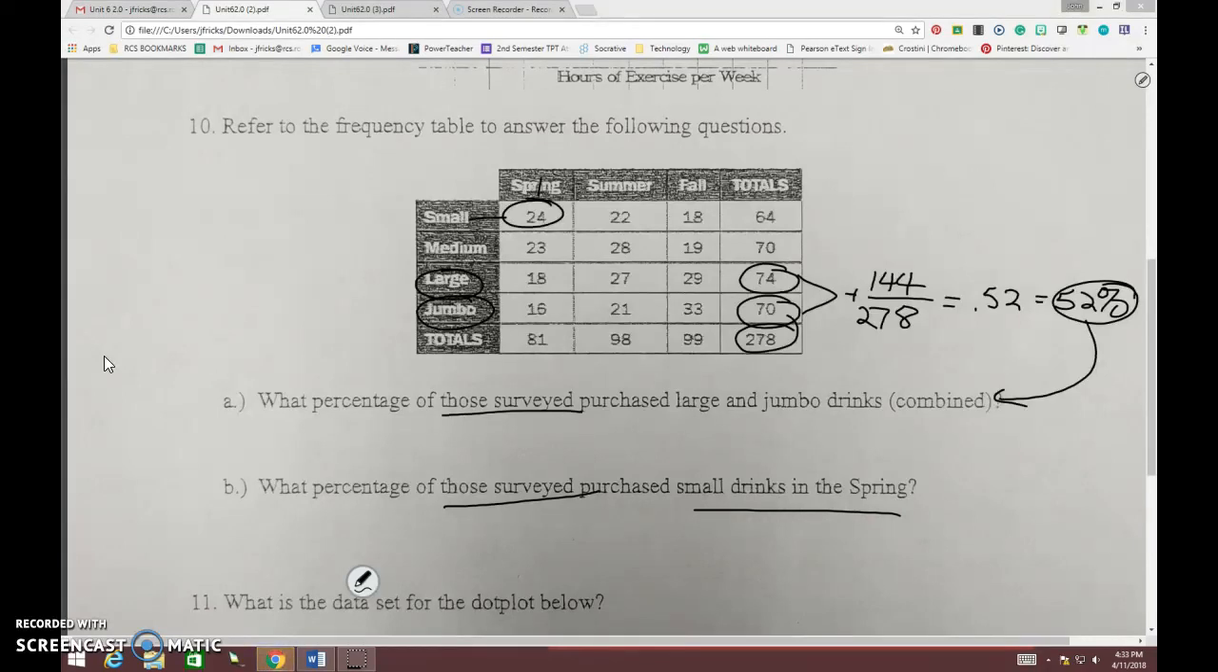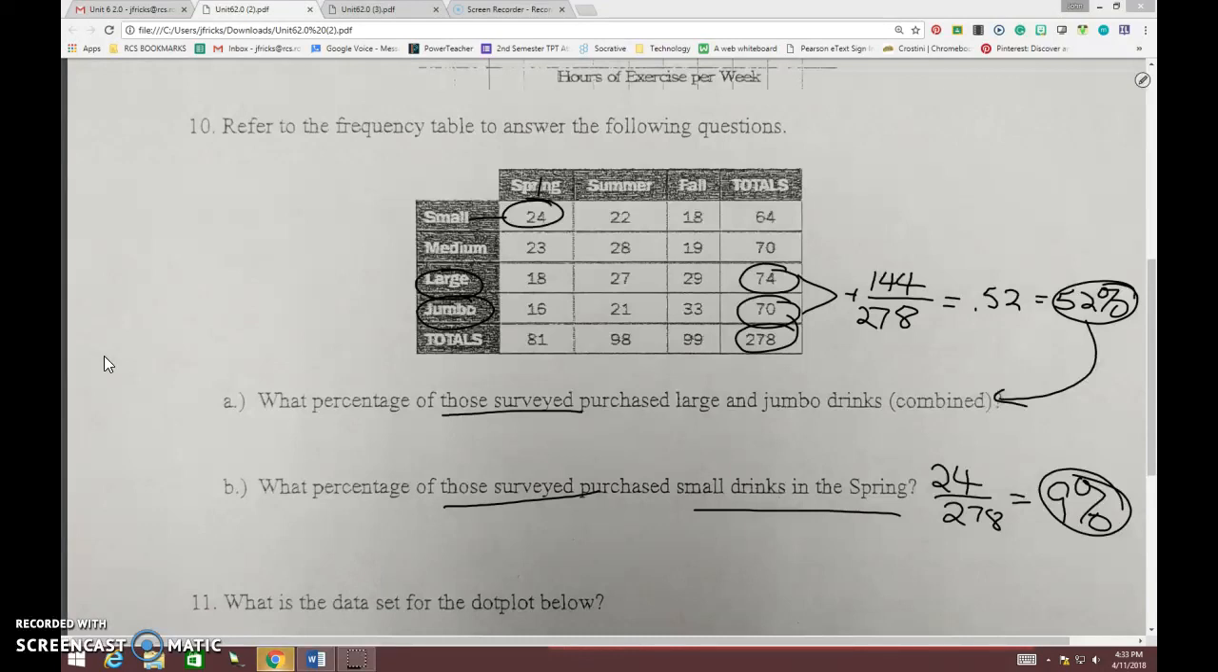So 24 people purchased small drinks in the spring, but we want a percentage. So that's going to be 24, and it's out of everybody. So once again, we divide by 278. So 24 divided by 278 will give us 0.086, which rounded up is 9%. So you should have rounded it up to 9% for question B.